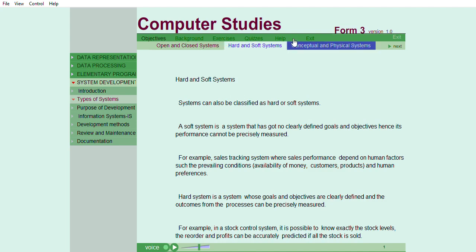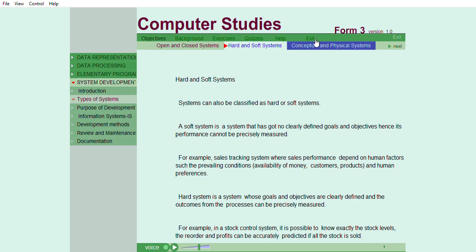Hard and soft systems. Systems can also be classified as hard or soft systems. Soft systems have no clearly defined goals and objectives, hence their performance cannot be precisely measured. For example, a sales tracking system, where sales performance depends on human factors such as the prevailing conditions, which include availability of money, customers, products, and human preferences.